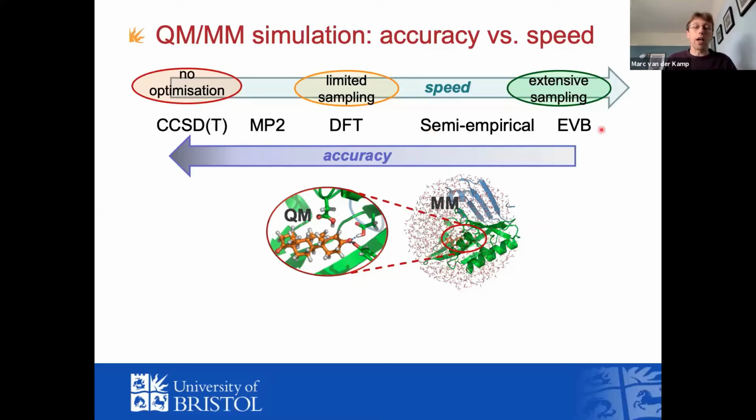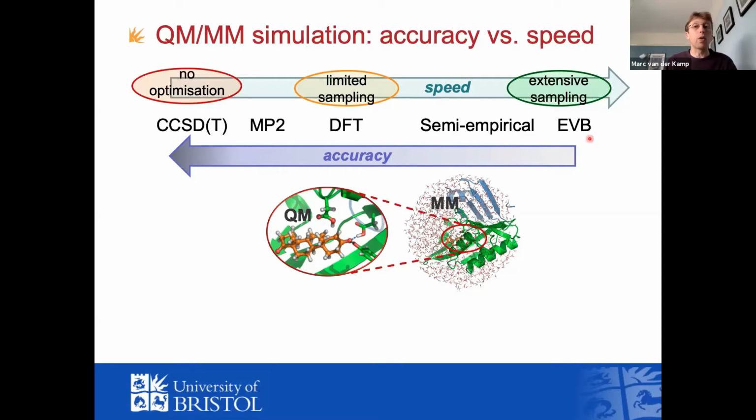And then on the other side of the coin, we have semi-empirical quantum mechanical methods and EVB, empirical valence bond, with which we can much more easily do quite extensive sampling. And that can be very beneficial because there are many enzyme substrate conformations possible, slight differences, so we'd like to be able to sample that.